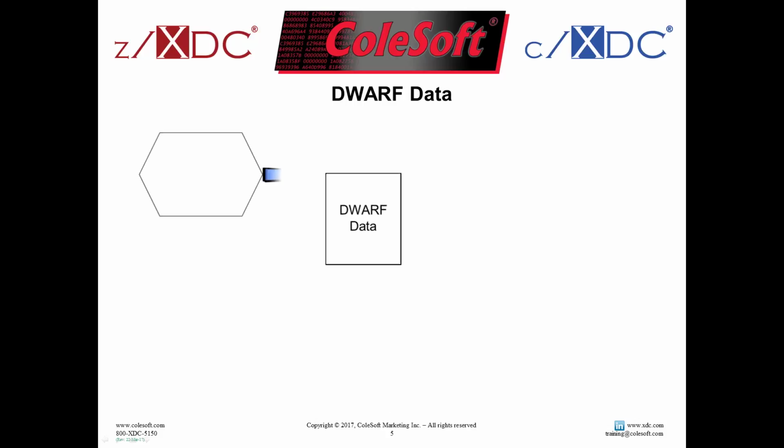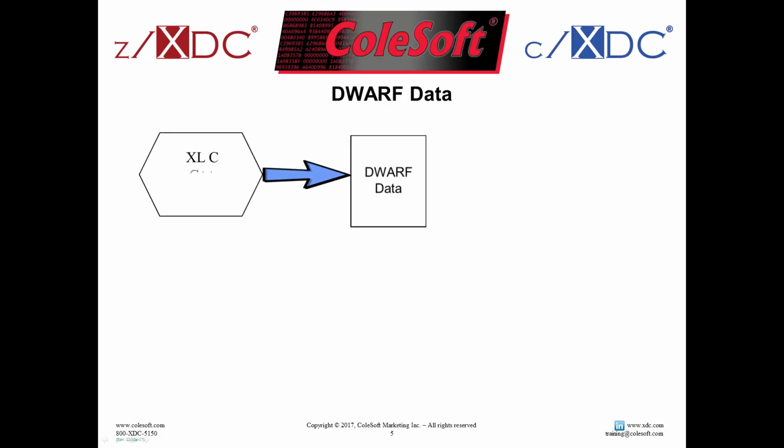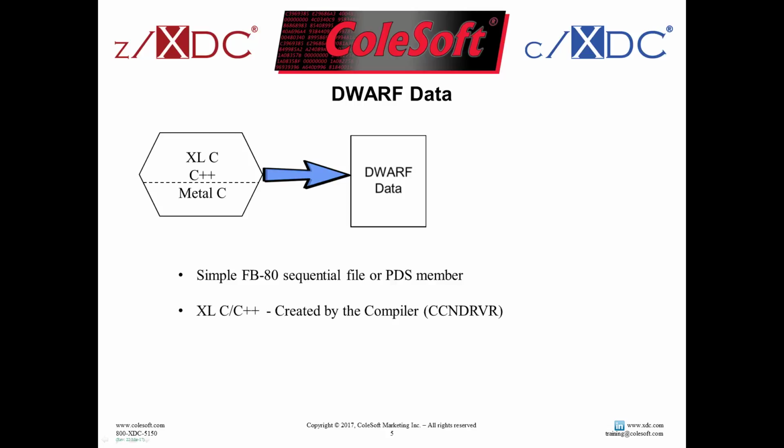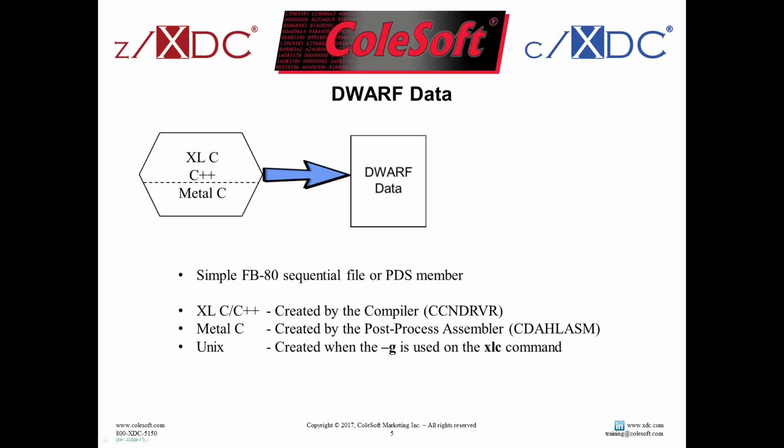Dwarf data is an optional output file produced by the XLC, C++, and Metal C compilation process. In z/OS, it is a simple fixed block 80 sequential file or PDS member. For XLC and C++, it is created by the compiler itself. But for Metal C, Dwarf data is created by the post-processing assembler program. In USS, it is created when the -G switch is used on the XLC command.